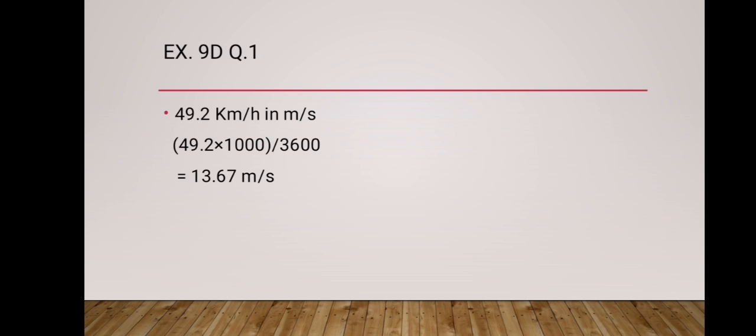Now we have to convert this into meter per second. We have already done this in the very first question. From kilometer per hour to meter per second, we need to multiply 49.2 by 1000, as there are 1000 meters in 1 kilometer, and we need to divide it by 3600 because in 1 hour there are 3600 seconds. Now when you simplify the whole thing, you are going to get the answer as 13.67 meter per second.